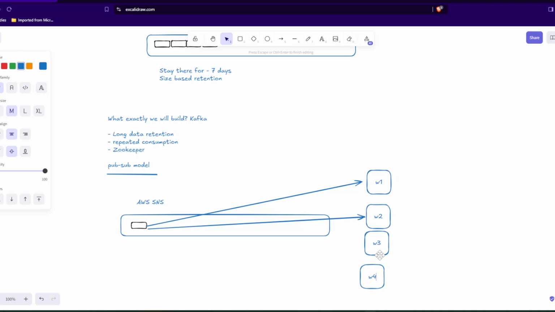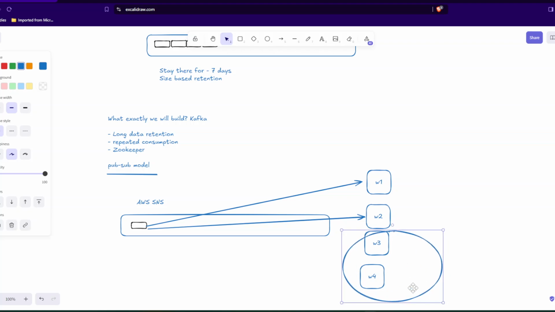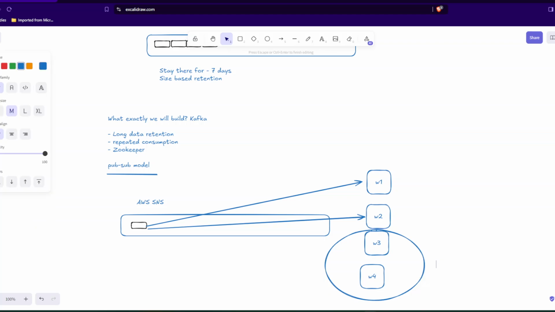If these two are down by any means, suppose these two are not available, then the message will not reach there. There is no visibility timeout, no retention, nothing. It will be pub sub. It will just be published to the available subscribers at that point of time. And the example is AWS SNS.